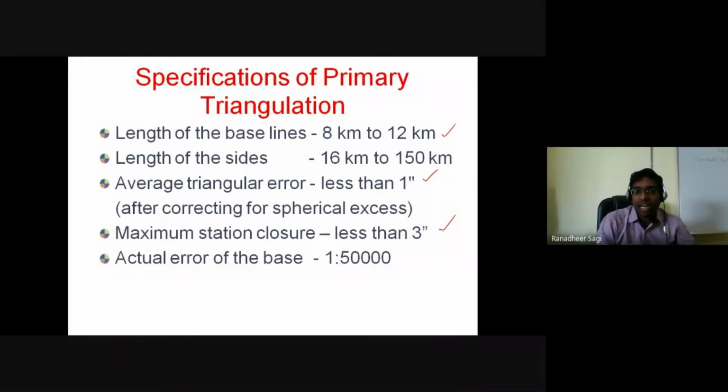And the actual error of the base, let's say the base length that you are going to be measuring in the field, is going to be measured so accurately that the error in the base measurement will be 1 in 50,000. It means if I am measuring 50,000 meters, the error is going to be only 1 meter. The variation between the measured value and your computed value would vary only by 1 in every 50,000 units. To that accuracy, you are going to be representing your control network in the case of your primary triangulation.